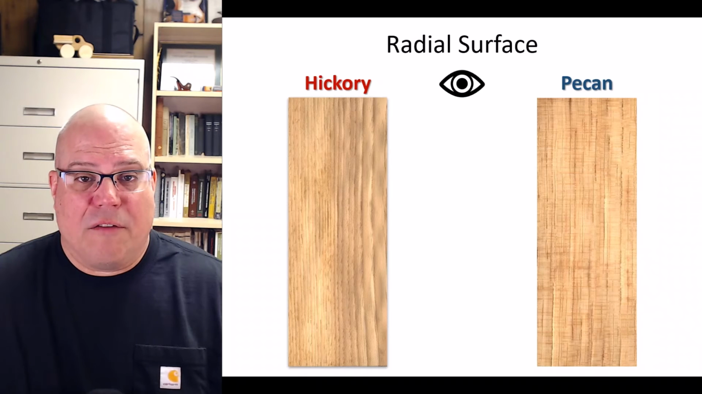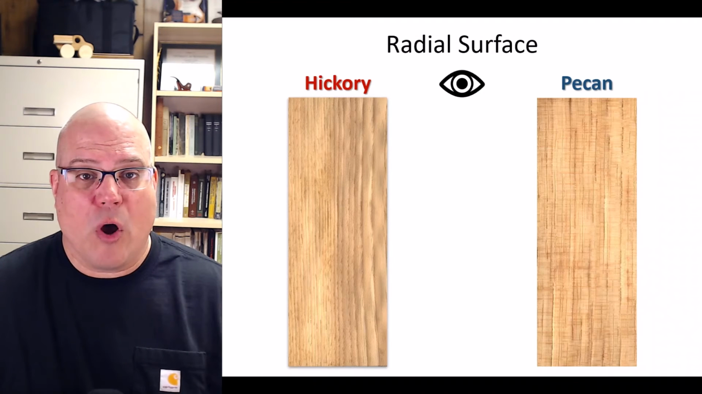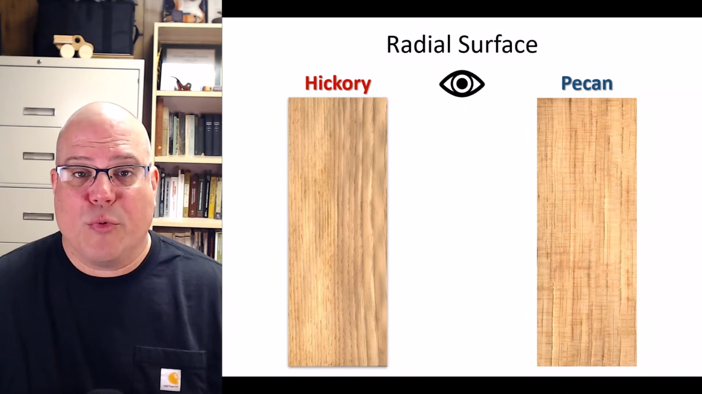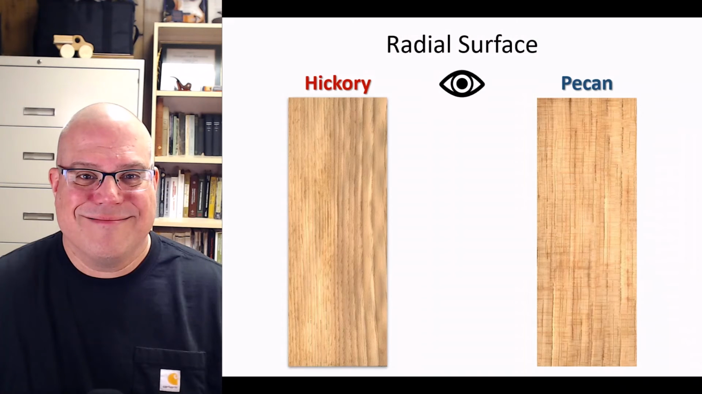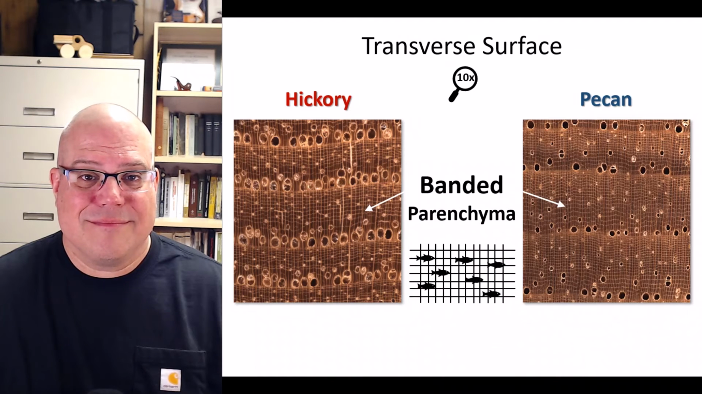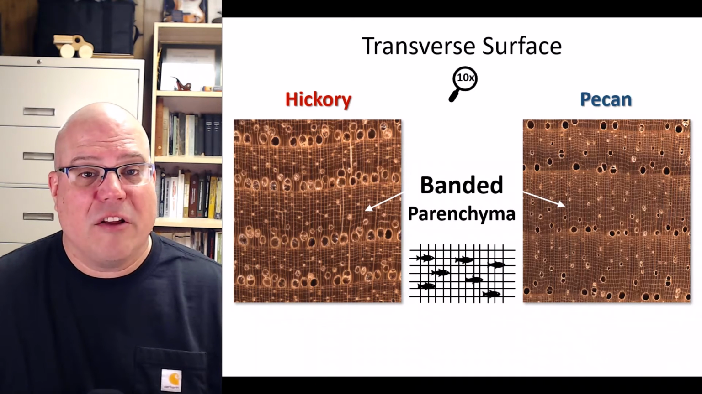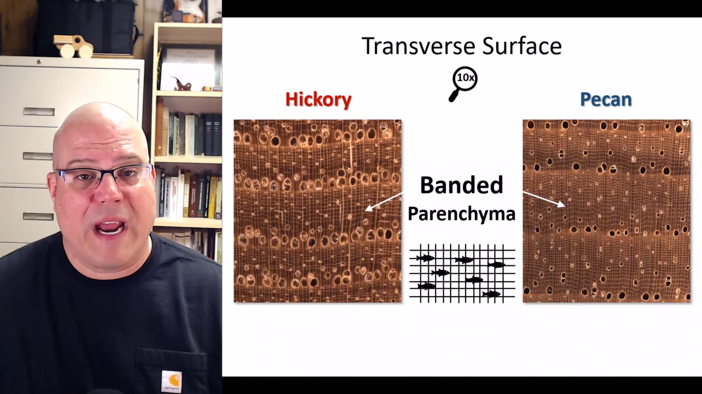Now let's move to the radial face. While you might notice some ray fleck in both images, the flecks are not big and prominent like we saw in the oaks, so there really isn't much to remember on the radial face. Finally, let's look at some transverse features. Hickory and pecan both exhibit prominent banded parenchyma. As we showed you in video 9, these light-colored horizontal bands are fairly regularly spaced and form a net-like pattern when they intersect with the light-colored vertical rays.